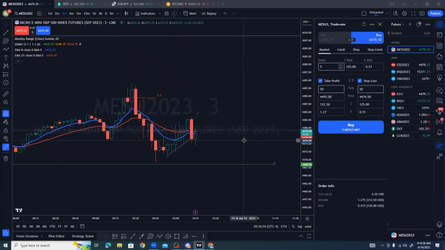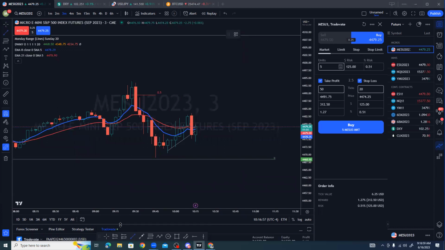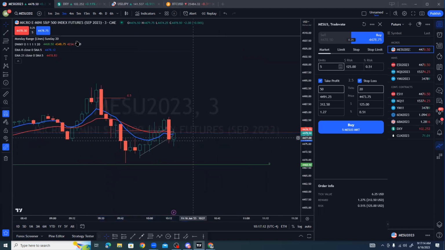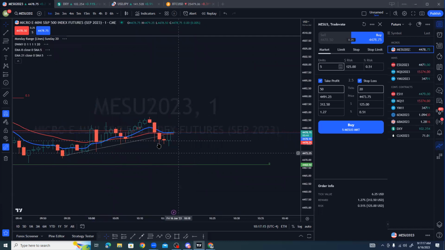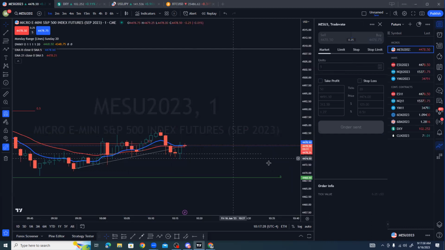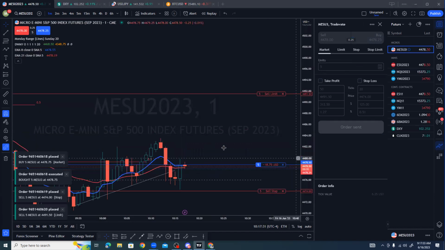Structure right here seems to be holding it up as well. I like that. This structure right there. Like that. So that would be almost grounds for me to take a long again. See how we're holding right there. So maybe a long with a stop down below here. Let's get it a little bit lower. We're at 78.25. Right on it. Let's go ahead and take it. And there's my stop.